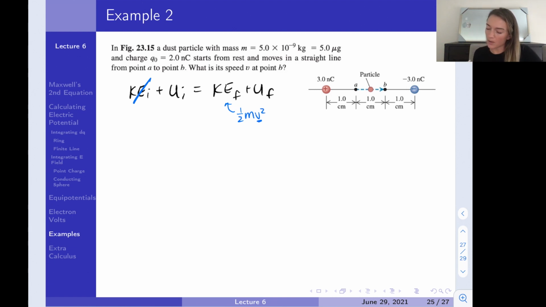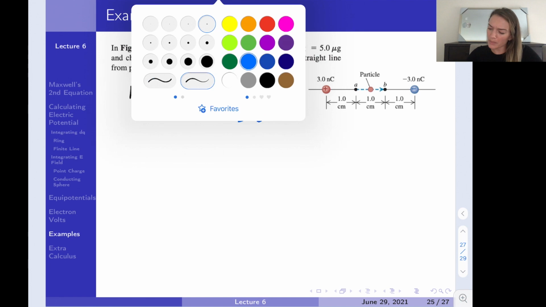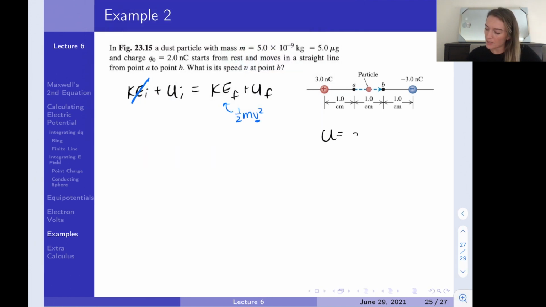Now you might think, okay, I see U there, so I'm going to want to use my formula for the potential energy of a system of 3 particles, but that's going to be a little bit cumbersome and not that easy, so let's do it a simpler way. Remember that the potential energy is given by Q times V. We're looking for the potential energy of our little dust particle, so our Q here would just be the charge of this little dust particle. And the potential that it's in is the potential due to this 3 nanocoulomb charge and this negative 3 nanocoulomb charge.